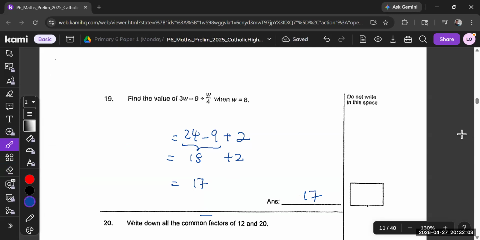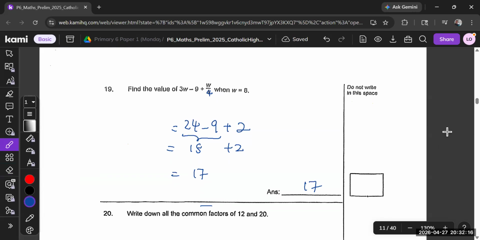I got it wrong because I thought the 4 was a 1. You thought the 4 was a 1? It's actually a 4. Okay, never mind. It's okay if you get it wrong. Just know how to do it. Okay, know how to do this.